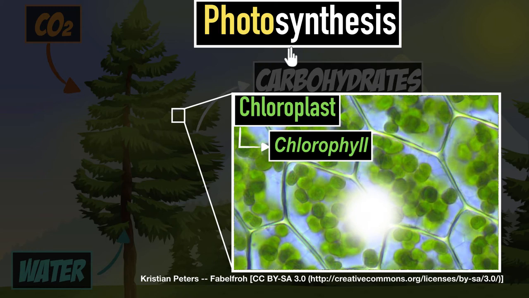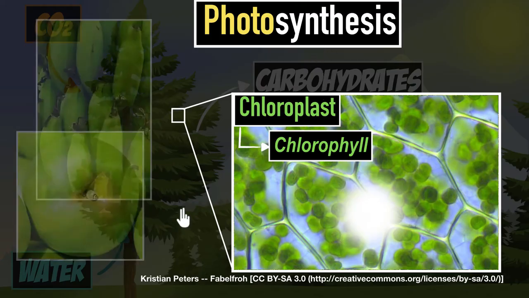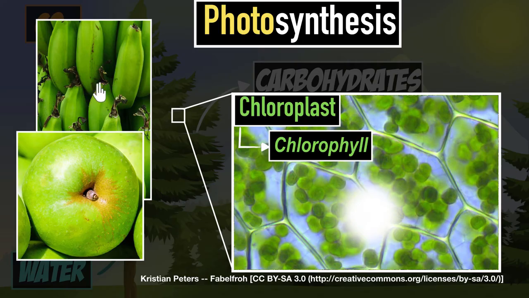Okay, photosynthesis can happen in any part of the tree which is green, because any part which is green has chloroplast, and wherever chloroplast is present, photosynthesis can happen. So for example, you may have seen these green bananas and apples, right? Why are they green? Because of chloroplasts and chlorophyll. They can also carry out photosynthesis, okay? So not just leaves, but leaves carry out most of the photosynthesis.